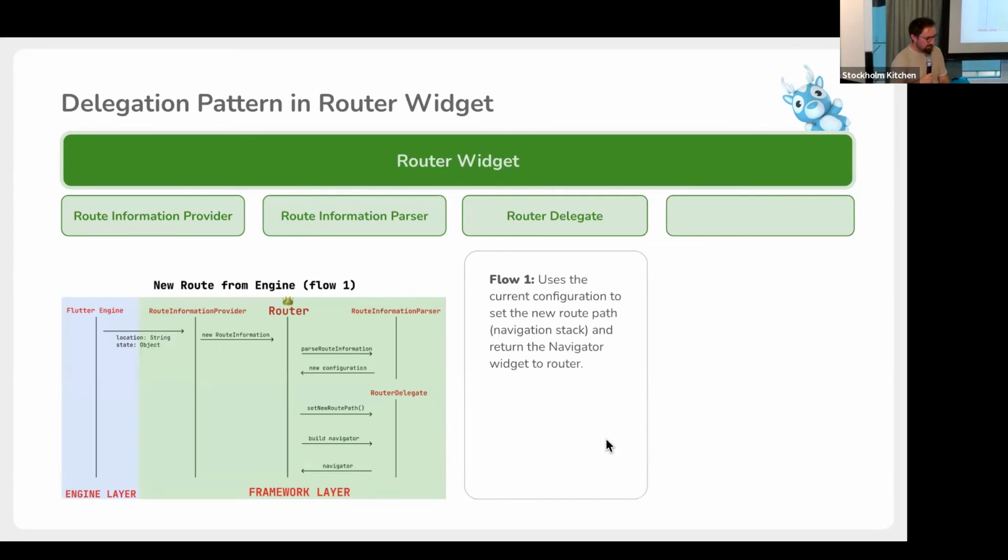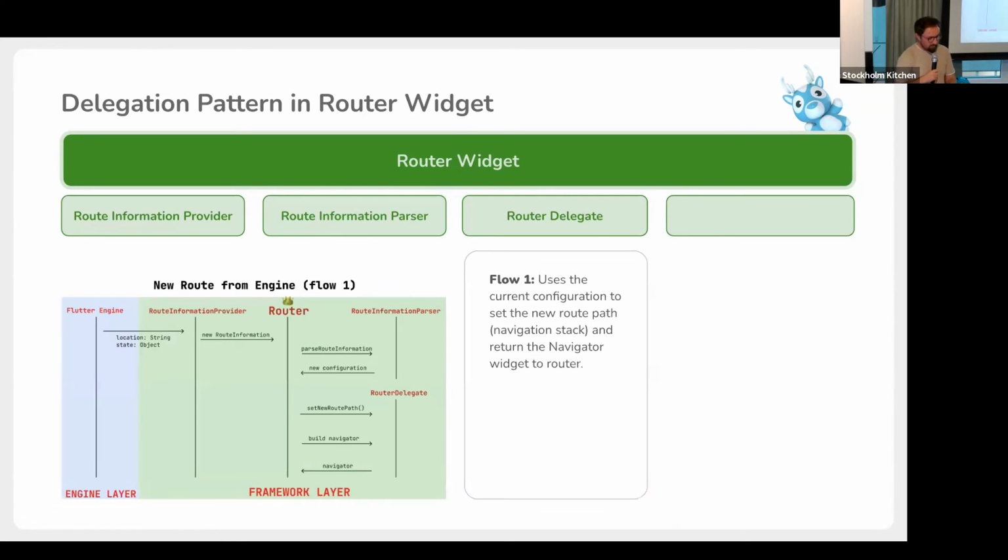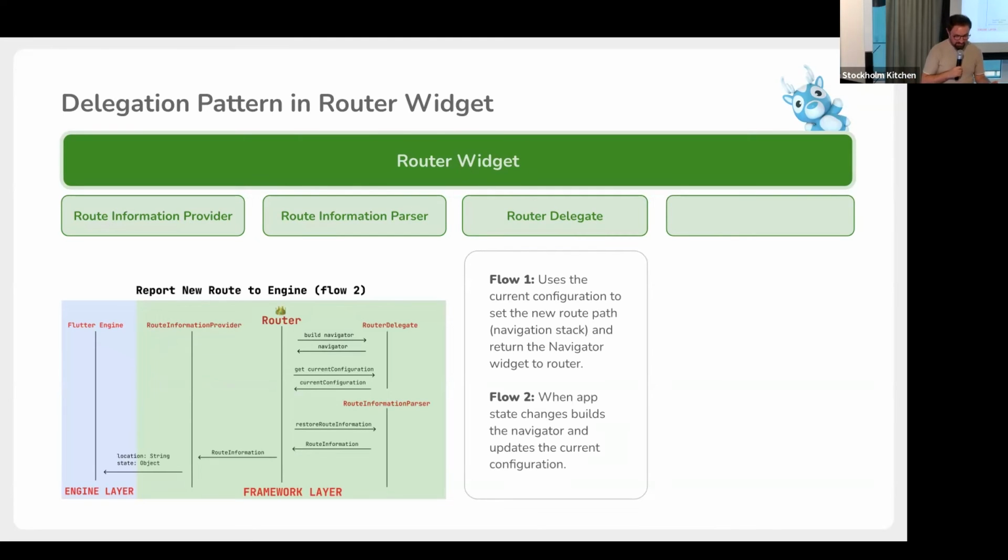Then there is router delegate. This is the most important one because route information parser is needed usually when your app needs web support to handle the web browser address bar, also maybe deep links. But router delegate is a must if you are using Navigator 2. So it uses the current configuration received from route information parser and then builds the navigation widget, navigation stack. So it has a build method and it returns the navigator widget to the router widget. And then when the app state changes, it updates the engine.